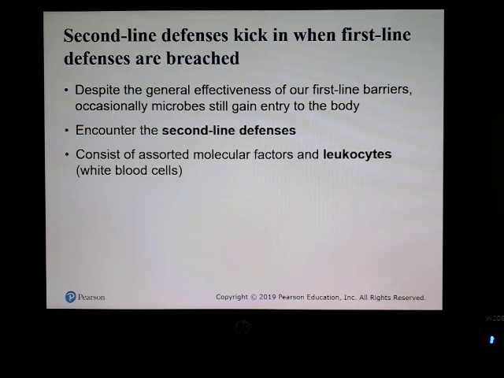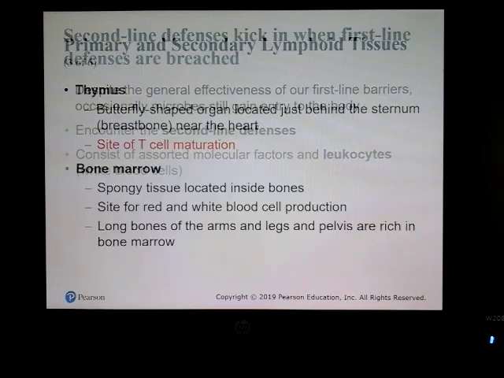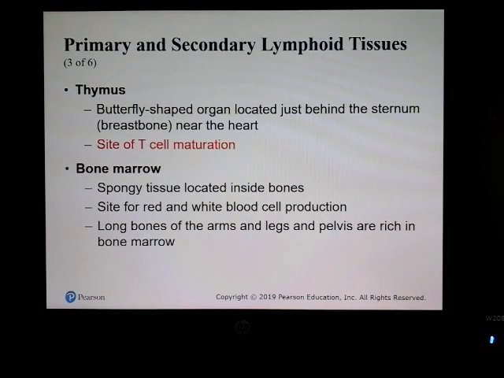Now, even though our first lines of defenses are good, we still need a little bit more help. And one of the biggest things that we have are our leukocytes, or white blood cells, that can help in that. And that's something that's normally covered in AMP, so I'm not going to go into all the different types of leukocytes here. Now, our thymus is very important, and one of the cool things with that is that it's the site of T cell maturation.